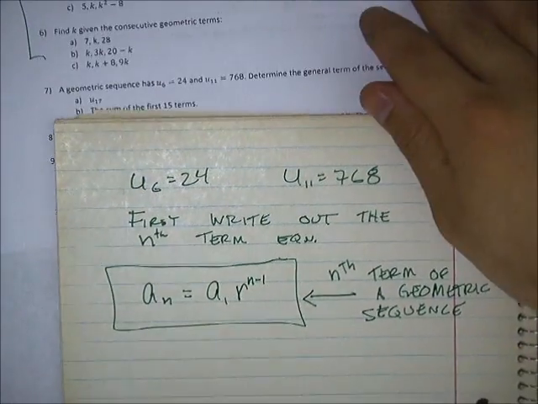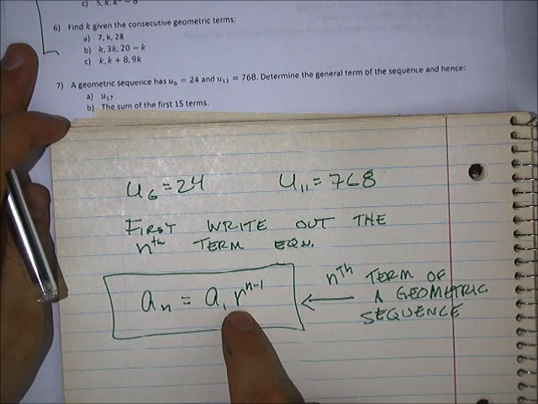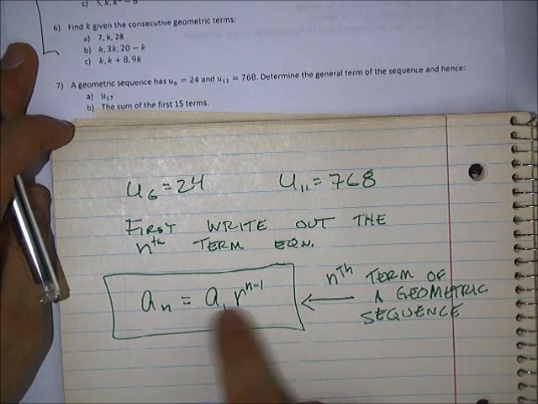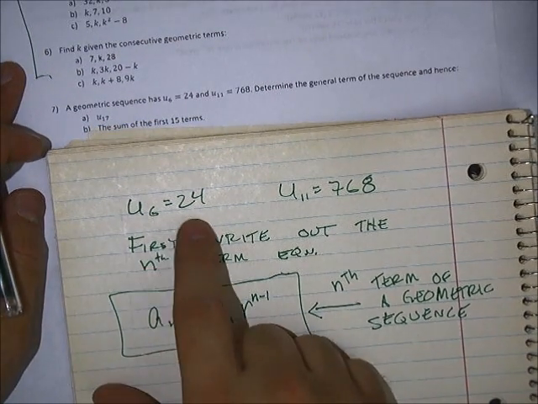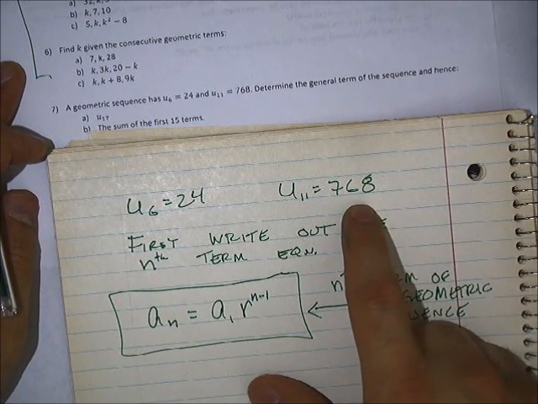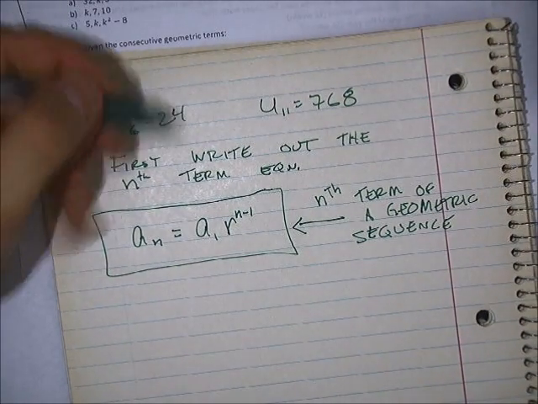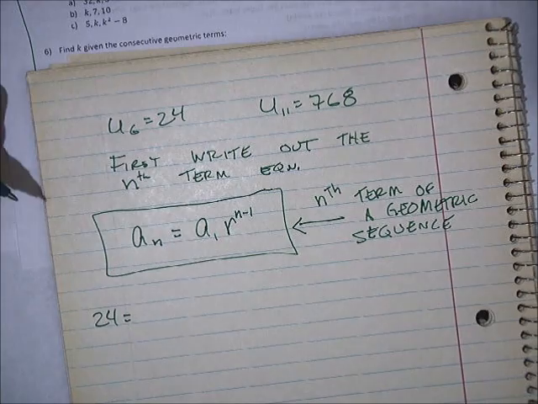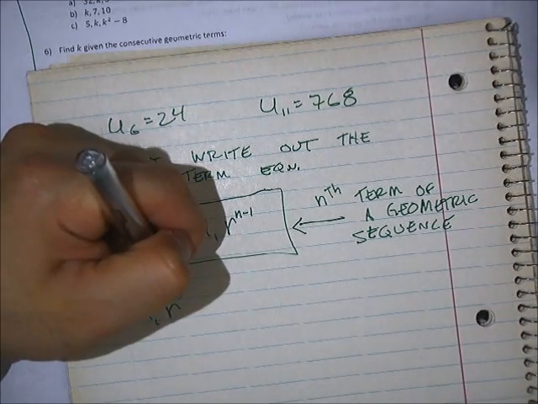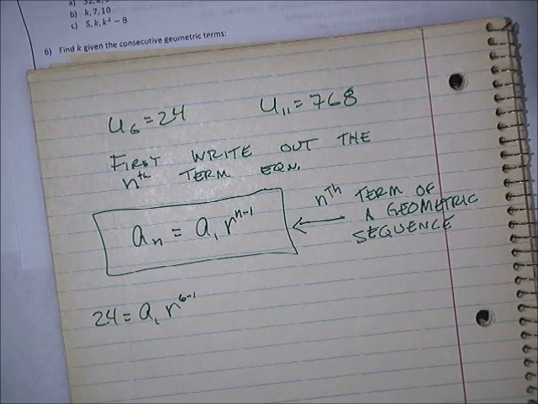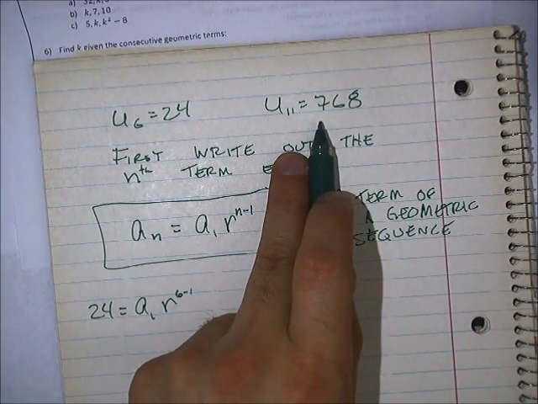All right, well, do I know what a sub 1 is? No. Do I know what r is? No. I have to figure both of these things out in order to write this equation. So I know that u sub 6 is 24 and u sub 11 is 768. Let me use these two facts to fill in my equation. So 24 is equal to a sub 1, which I don't know, times r, which I still don't know, but I know that n is equal to 6.